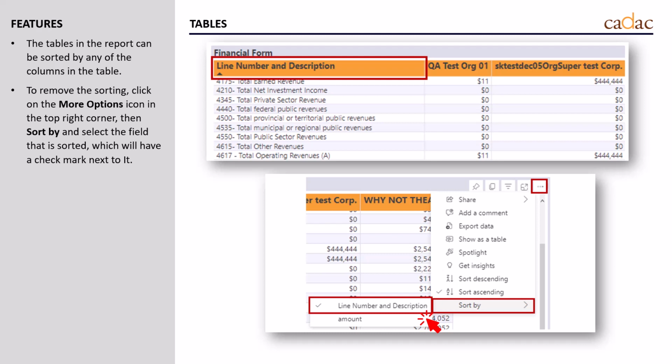Again, please note that this icon will only appear when your mouse hovers over the table, if you are interested in sorting. When you click on those three dots in the menu that appears, click on Sort By and choose the desired field for sorting. To remove the sorting, click on this menu again, then Sort By and select the field that is sorted, which will have a check mark next to it. By unchecking the column, you are removing the sorting.